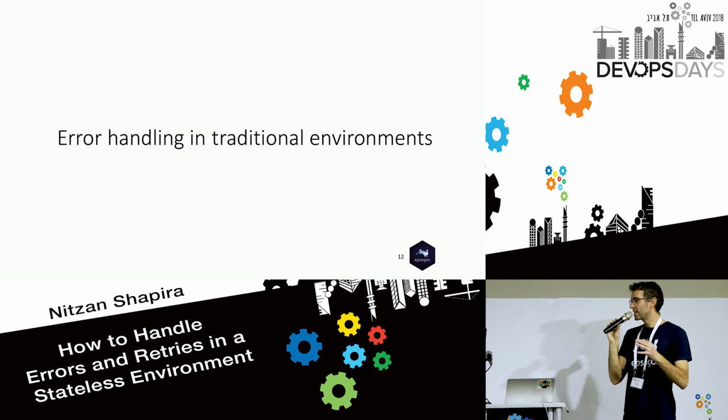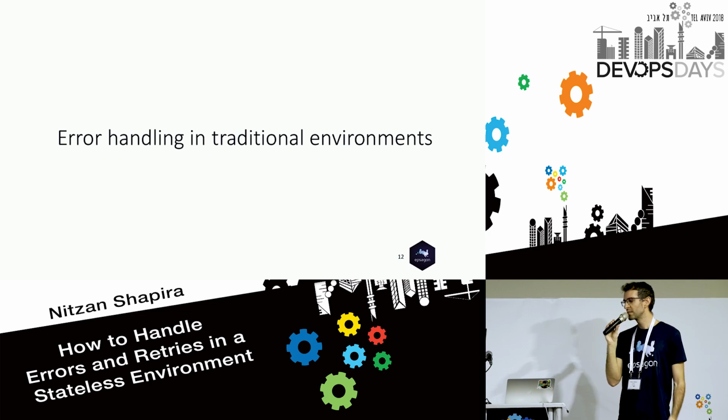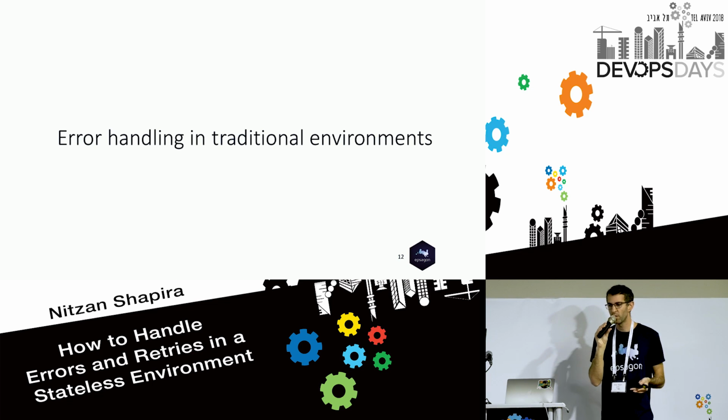So I had some introduction about serverless, so I guess now you are more familiar with what serverless is. Now I'm going to go a bit back and talk about error handling in general. How do you fix problems in production? How do you understand that there is a problem?